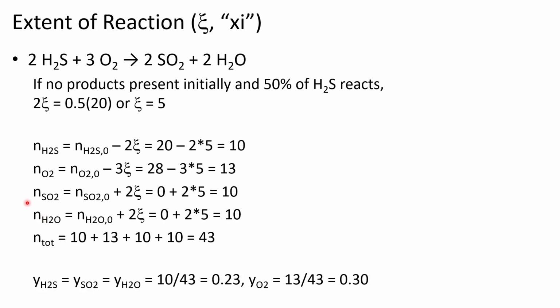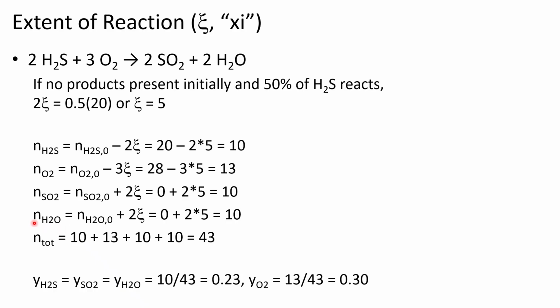Let's look at the sulfur dioxide. The amount that exits is the amount that enters, which is 0. We're going to assume that there's no products present in the feed. Now we're going to add to it 2 times Xi, the stoichiometric coefficient for sulfur dioxide, times the extent of reaction. The plus is because this is a product. Plugging in numbers, we get 0 plus 2 times 5, which is 10.